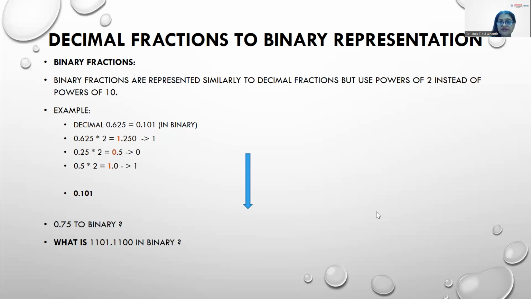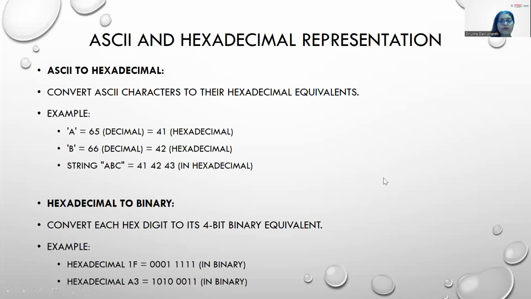Let's look at some more questions. ASCII to decimal: we have A as 65, and the hexadecimal value of 65 is 41. We saw that. How do we get that? Divide 65 by 16 and you will get it. So if we do that over here, ASCII to hexadecimal conversion, we have 65.